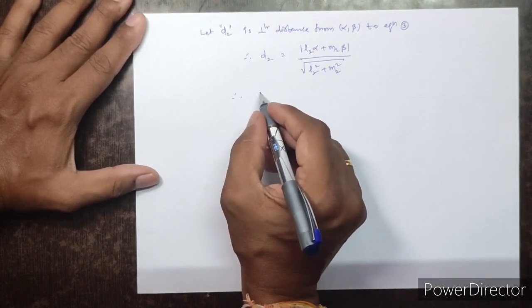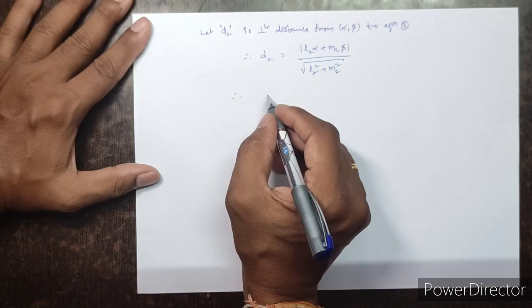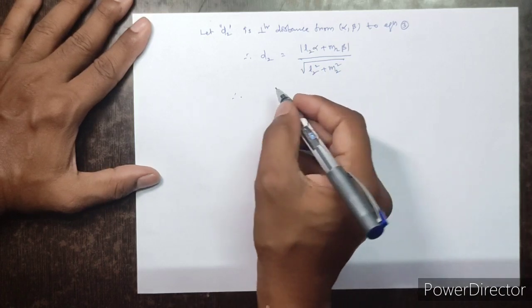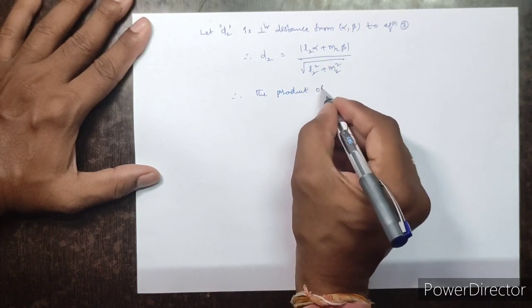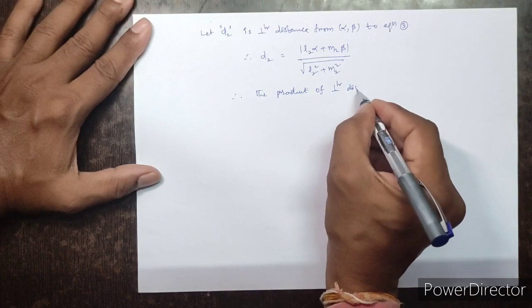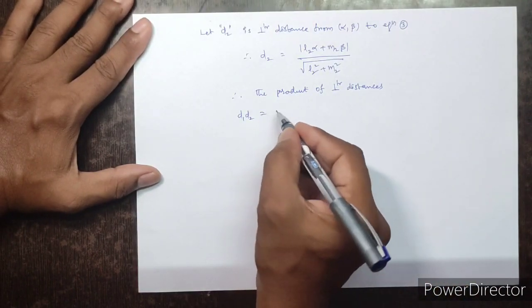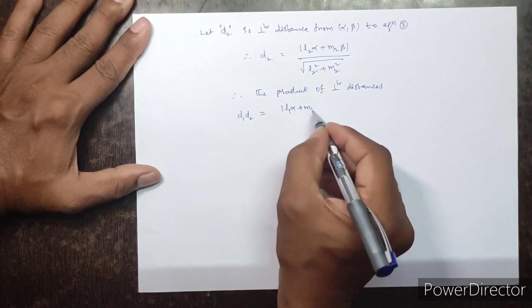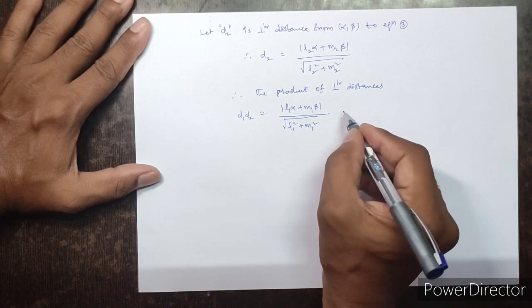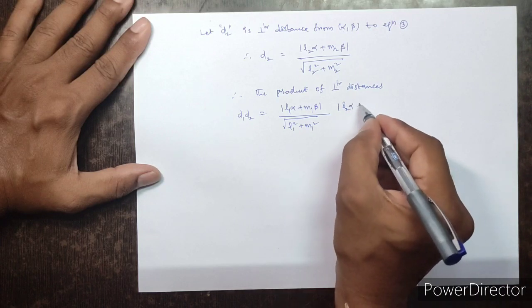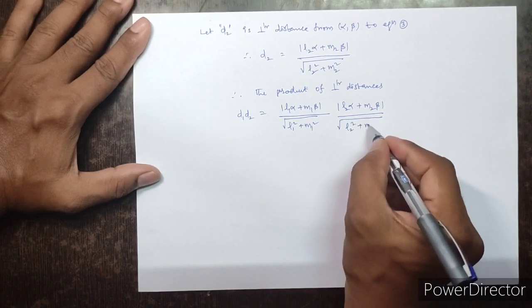So therefore the product of the perpendicular distances from alpha comma beta to the pair of straight lines ax square plus 2hxy plus by square equal to 0, d1 into d2, equal to modulus L1 alpha plus M1 beta by root of L1 square plus M1 square, into L2 alpha plus M2 beta by root of L2 square plus M2 square.